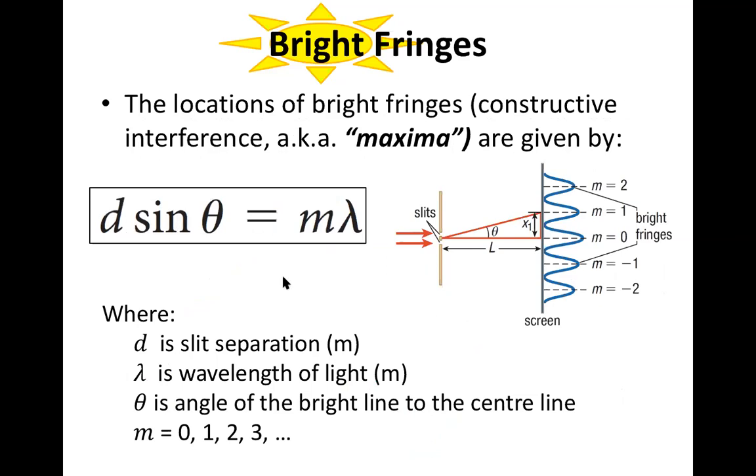So we have this new equation where d is the slit separation, lambda is the wavelength of light, and those are both in meters. Theta is the angle of the bright line to the center line. And then m is going to be a whole number. I can't remember if 0 is a natural number. So it's going to be 0, 1, 2, 3, 4.